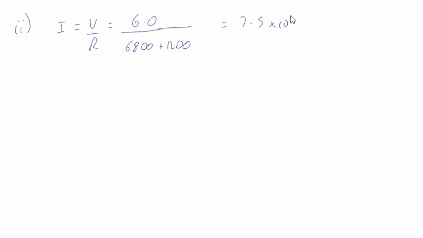In part 2, we're to calculate the current in the circuit. This is potential difference over resistance. The potential difference is 6 volts. The resistance, 6,800 for the LDR plus 1,200 for the fixed resistor, gives a current of 7.5 × 10⁻⁴ amps, or 0.75 milliamps.